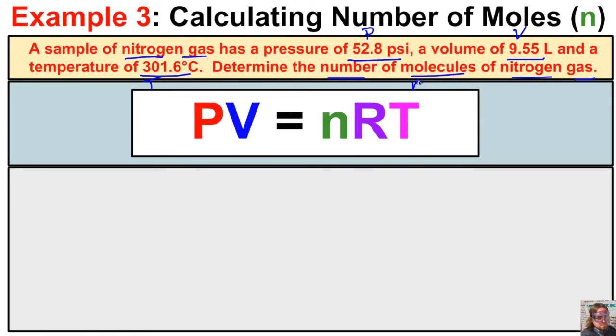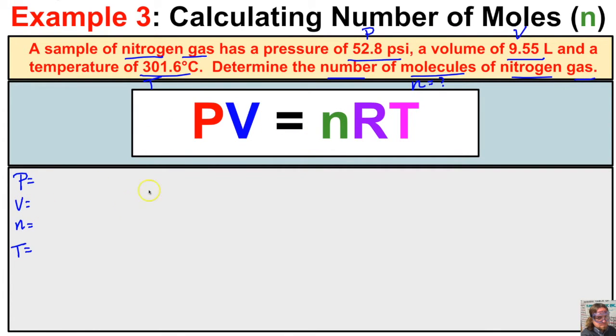So if we figure out the number of moles first, we can then multiply this by Avogadro's number and convert it to molecules. So what formula do we know uses P, V, N, and T? That's going to be the ideal gas law. And so let's take a look at what we have here. Let's take a look at our variables in this problem here and see what we need to do.